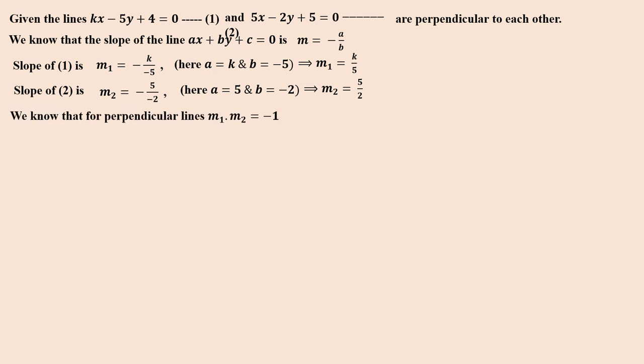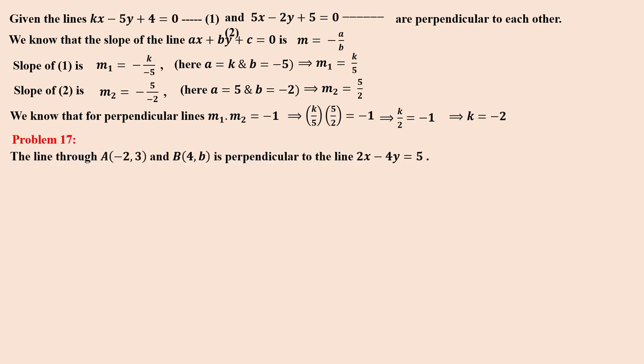So we know for perpendicular lines the product of slopes is equal to -1. So m1 m2 = -1. Therefore (k by 5) into (5 by 2) = -1. The numerator and denominator 5s are cancelled. So k by 2 is equal to -1, k is equal to -2.